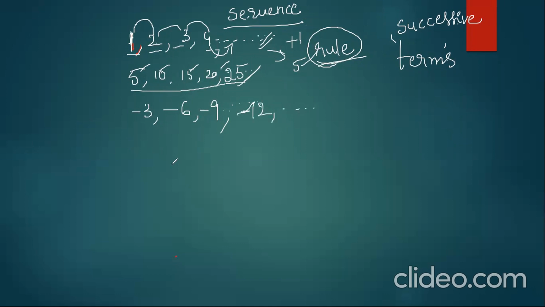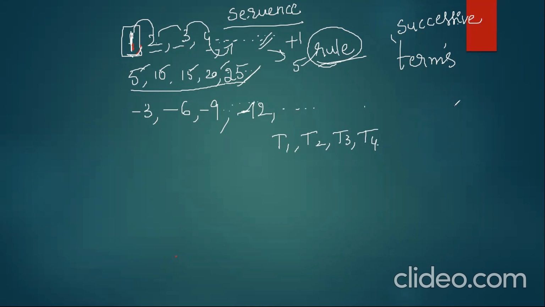Say I am taking one more thing. The successive terms followed by a single rule can be called a sequence. Each term can be represented as T1, T2, T3, T4. That means first term, second term, third term. Those are generally represented by algebraic letters, right?